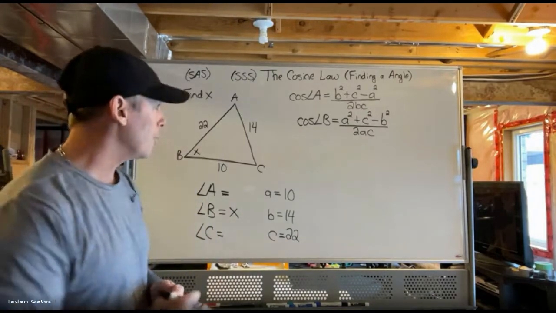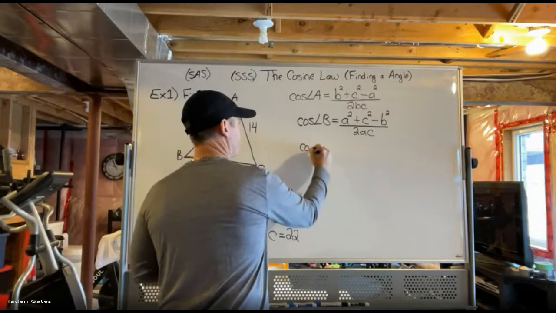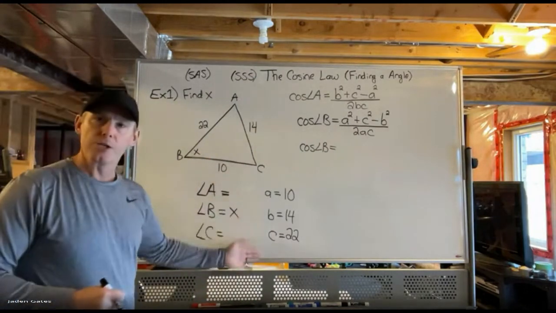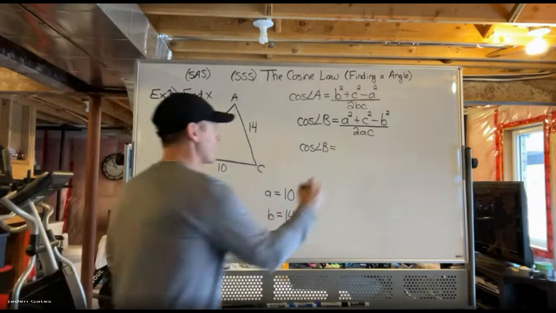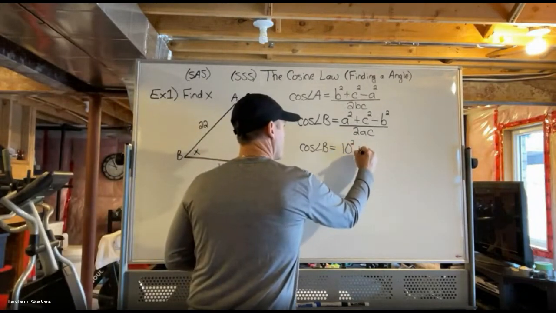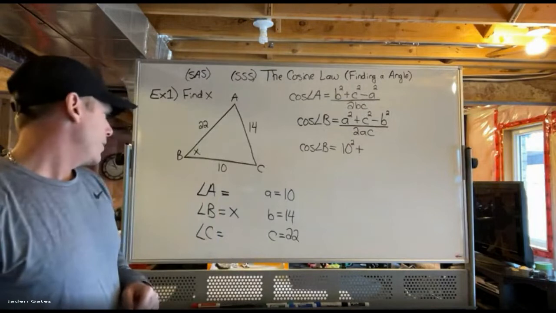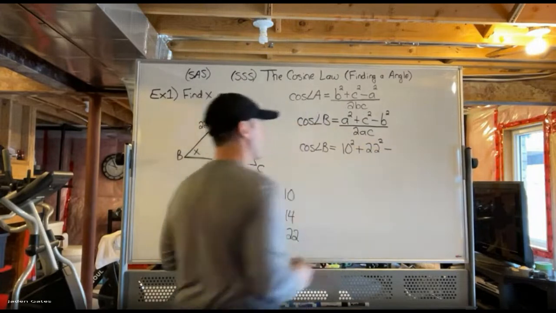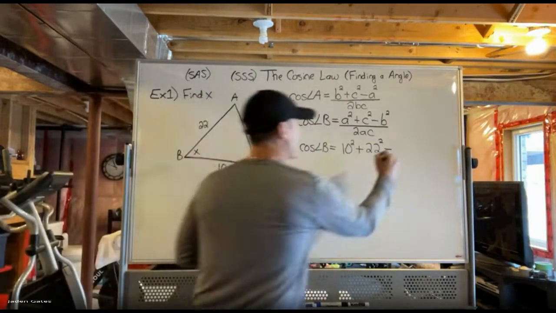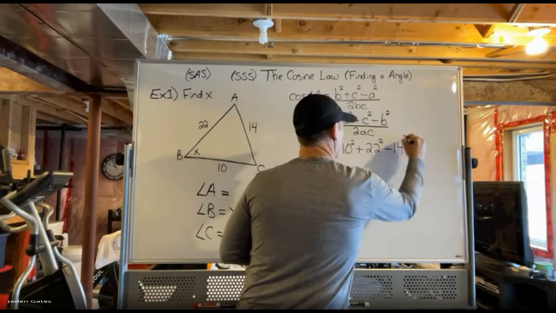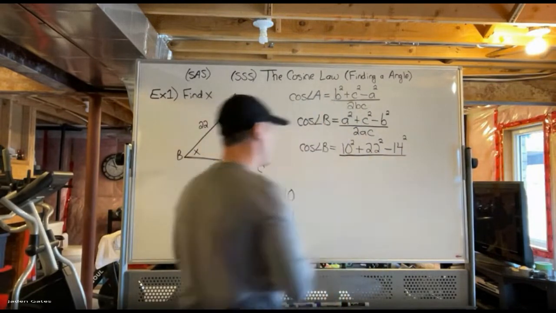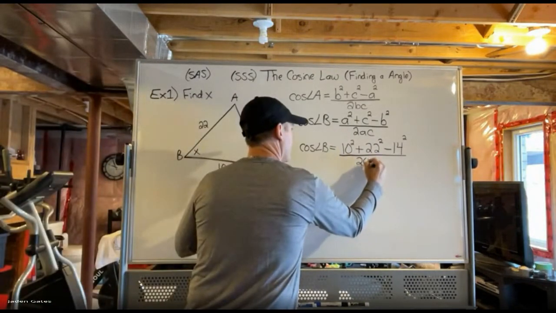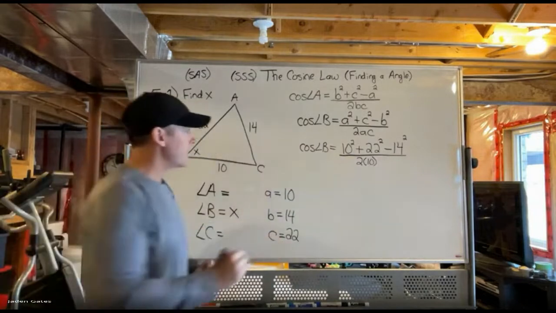Now it's the substituting part. All right, so I have cosine of angle B is equal to, and again, this is why I write out all my information, so it's easy to find here. A is 10, so I have 10 squared, plus C, which is 22, so I have 22 squared, minus B squared, 14. So we're going to have 14 squared. All right, and then the bottom, 2AC. So 2 times 10 times C, which is my 22.